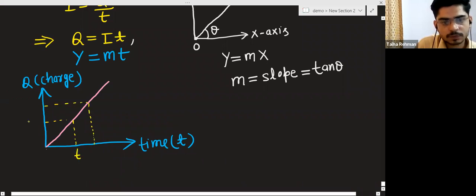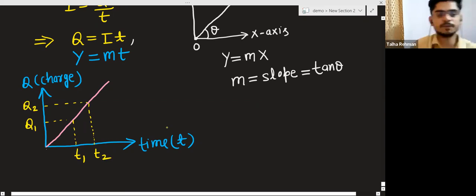At time T1, the charge will be Q1, and at time T2, the charge will be Q2 simply.